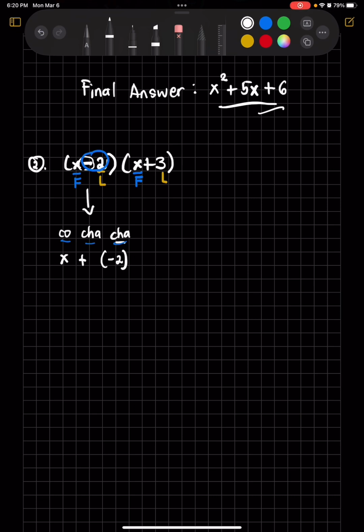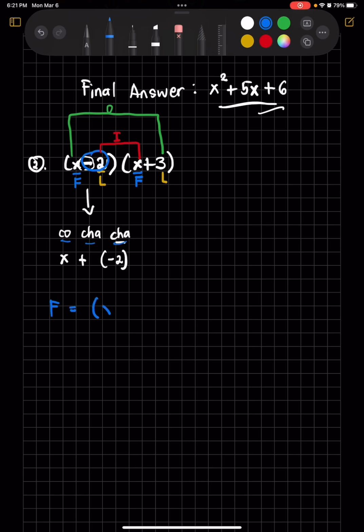Next, let's proceed to the outer term. For the outer term, we use the color green. The outer terms are the two at the ends, and for the outer, those are x and 3. And our inner terms are the two in the middle. These are the inner terms: negative 2, don't forget the sign, and positive x. There is no problem when it is positive. We only have a problem if we have negative.